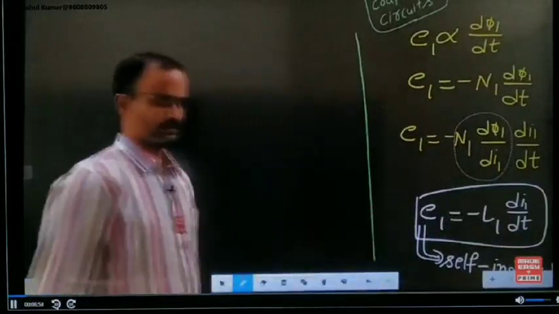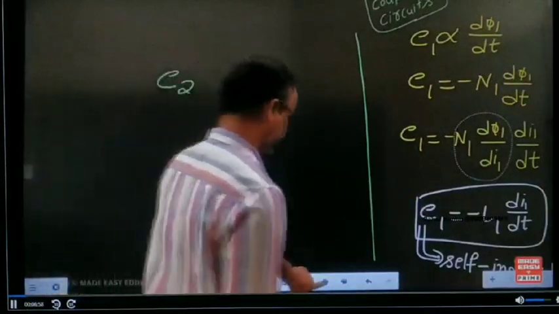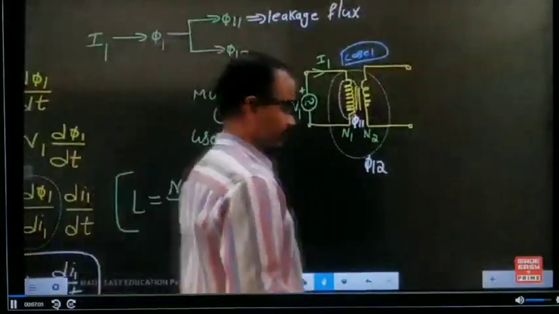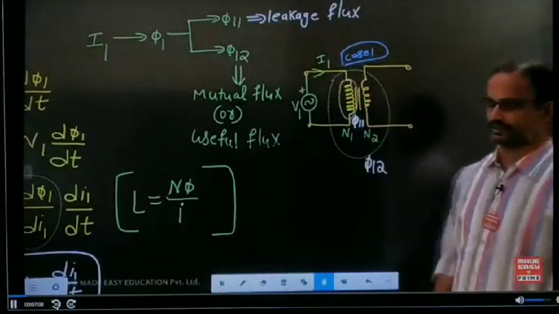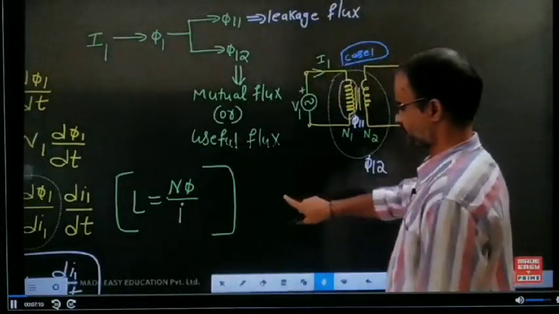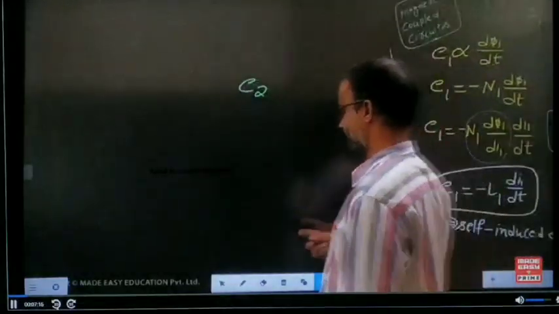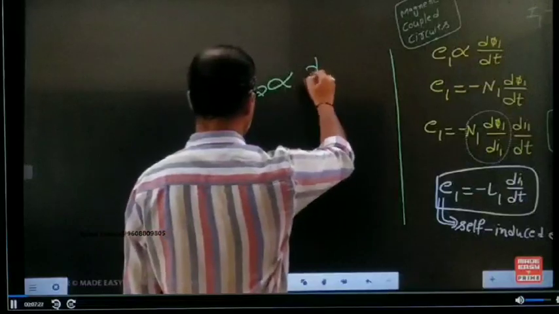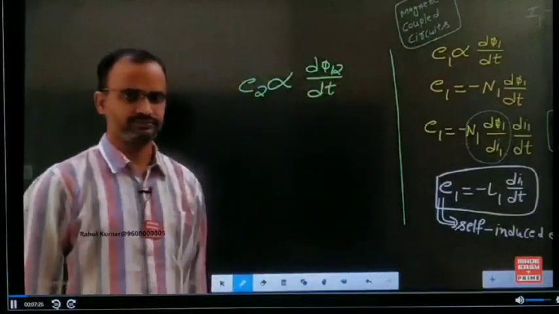Come to the second term, the second inductor. If you verify which flux is linking here, it is phi12. This phi12 flux is linking the second inductor. Thereby for the second inductor we can conclude that E2 is directly proportional to d phi12 by dt.